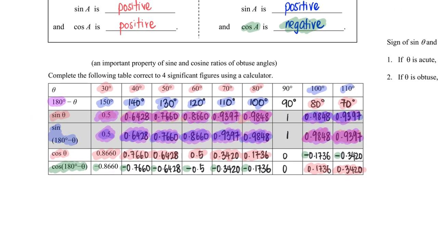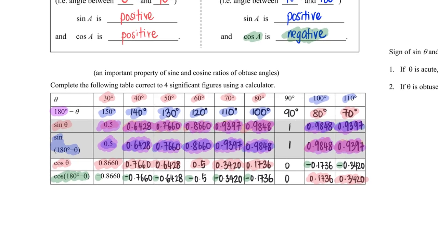Then, when I look at the cosine ratios, when this pair of angles add up to 180, what happens also? What do you notice about the values? Oh, the absolute values are the same. But do you notice that the cosine ratio of the acute angle is always positive, while that of the obtuse angle is negative, but the value, absolute value, is the same.